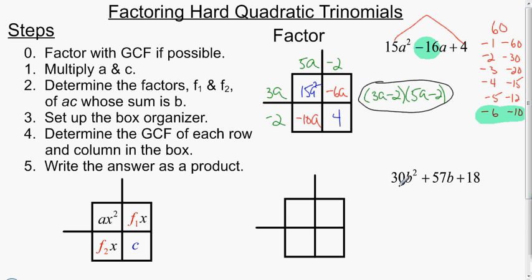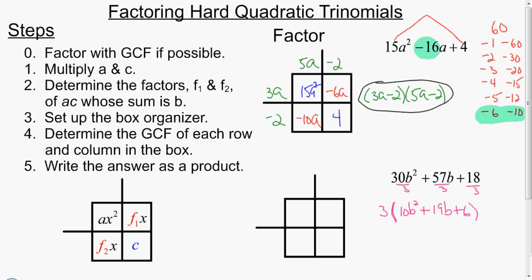Okay, we're going to move on to this final example here. 30b squared plus 57b plus 18. And this example is a little different than the first three, because as I go to factor with GCF, if possible, I see that I can here. I see that 30b squared, 57b, and 18 have a GCF of 3. So I'm going to start this problem by doing 3 times the quantity. And then if you can't mentally divide by 3, you can write the division by 3 of each term. And then get 10b squared plus 19b plus 6.